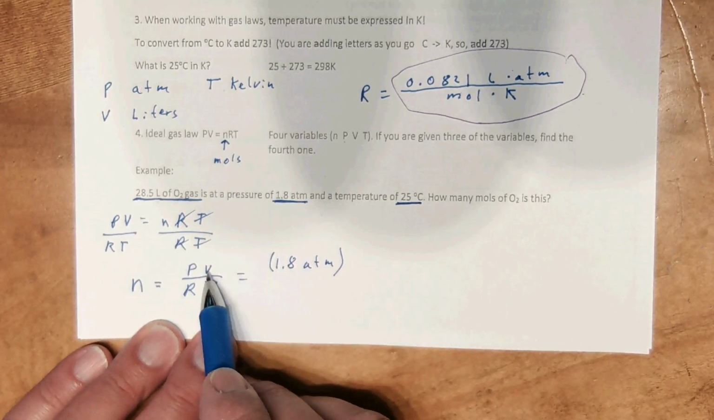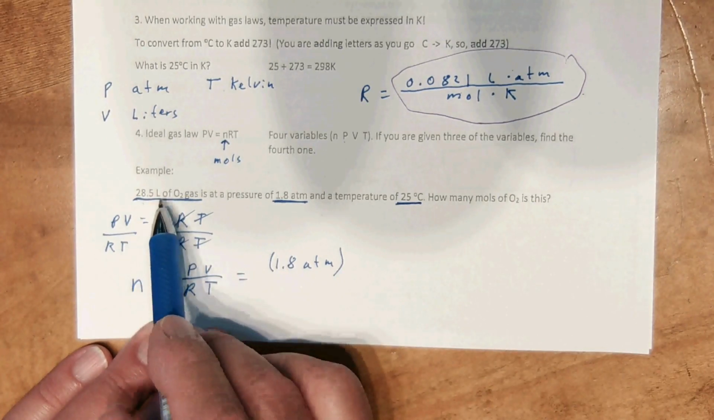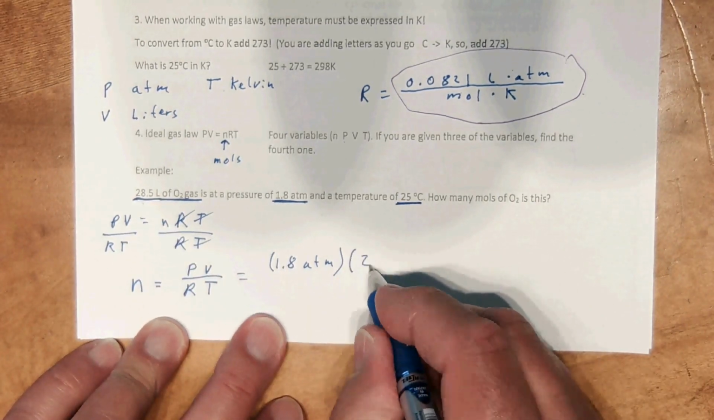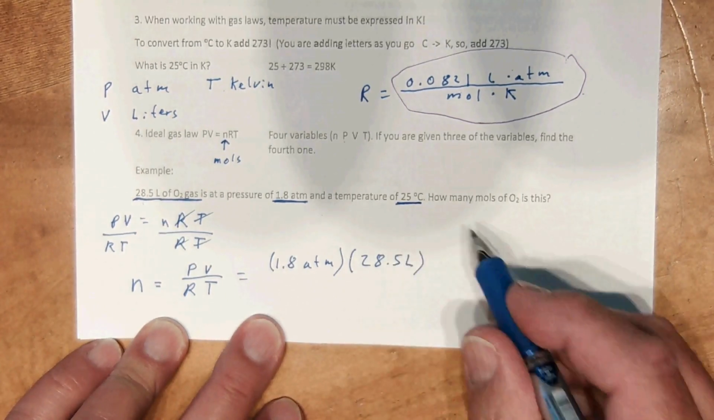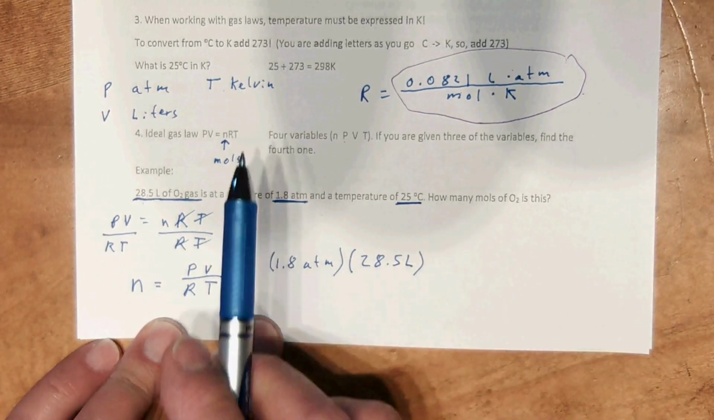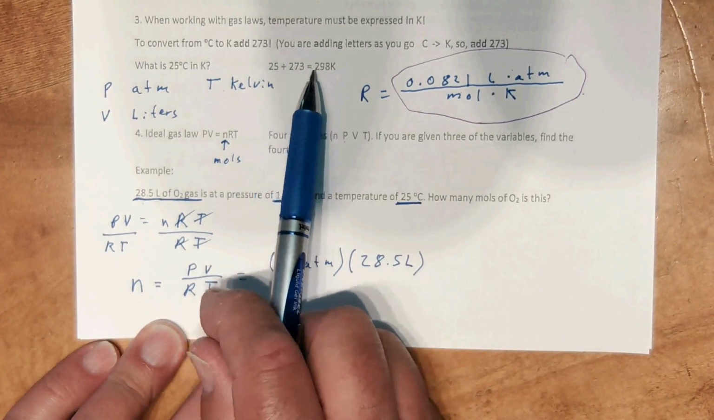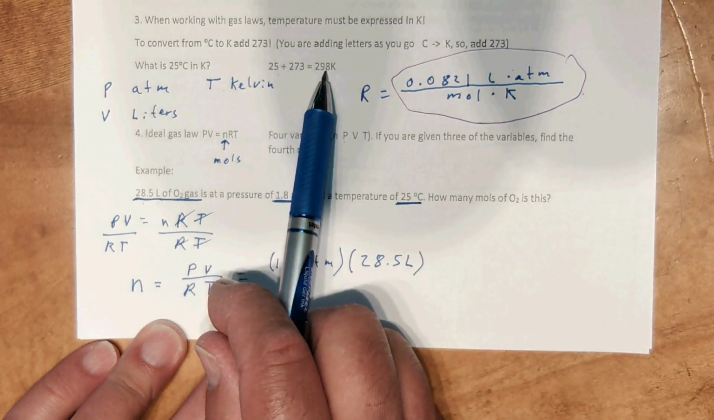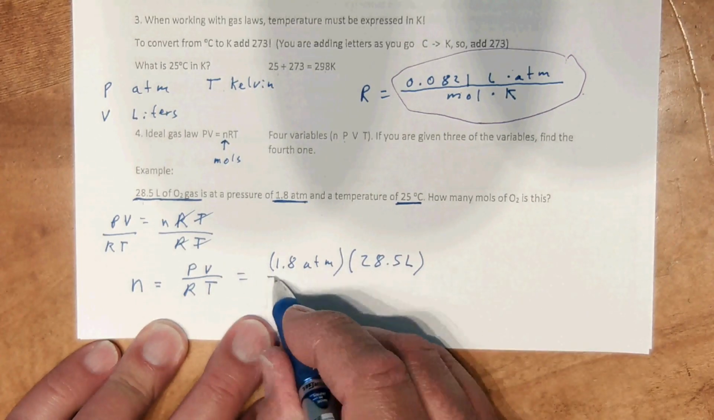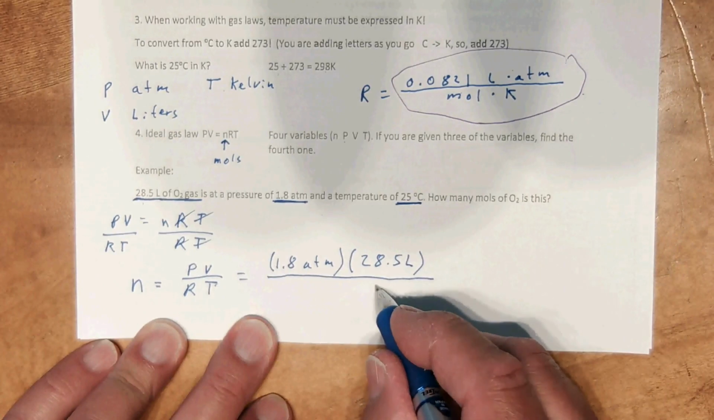It's taking up how much space? What's the volume? Oh, 28.5 liters. It's at 25 degrees, which I showed you up here how to convert from Celsius to Kelvin. So 25 degrees Celsius is 298 Kelvin.